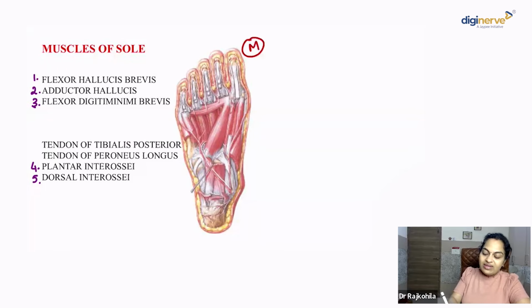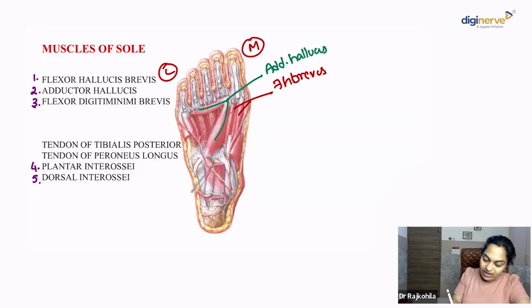So this is medial, this is lateral. This one for the great toe, this is the flexor hallucis brevis. And this one going towards the great toe, this is the adductor hallucis. And this one for the little toe, this is the flexor digiti minimi brevis. These are the three muscles, okay, in the third layer.